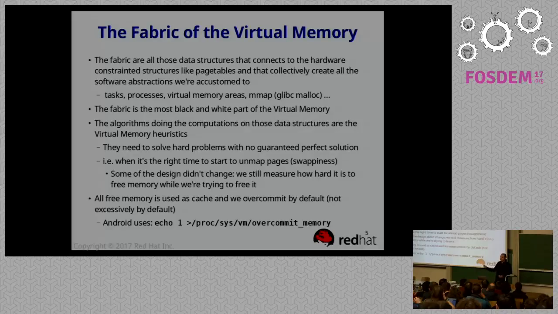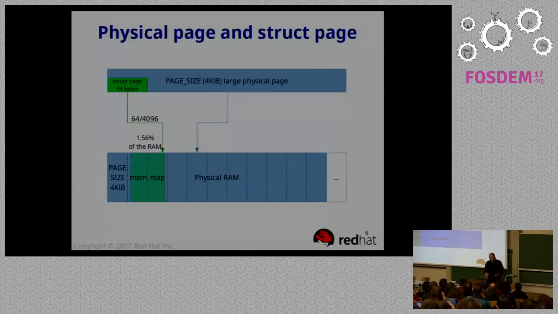Then there is also echo 2. If you do echo 2, you will actually enable strict commit checking, which means you're not doing overcommit anymore, which means you need to add a lot of swap if you want to allocate more virtual memory than you have in RAM. So generally, overcommit saves a huge amount of memory, so it's a very good technique.